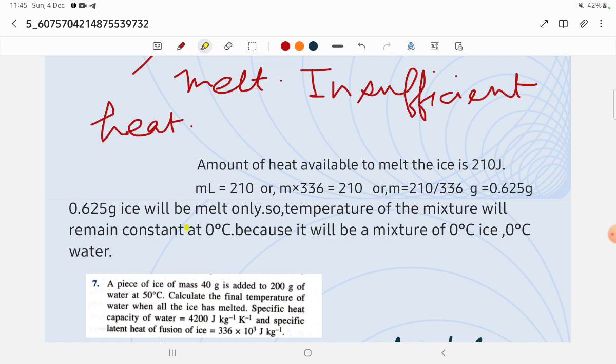Now if the mixture has both ice and water, the temperature should be 0 degree centigrade, because it should be in thermal equilibrium. Otherwise heat flow will take place. So I have to set the final temperature in thermal equilibrium. Ice and water are existing simultaneously, which means the temperature will be 0 degree centigrade.